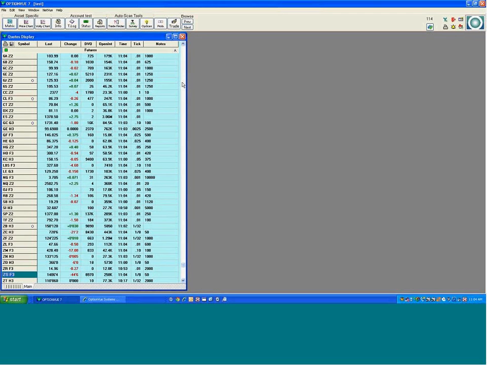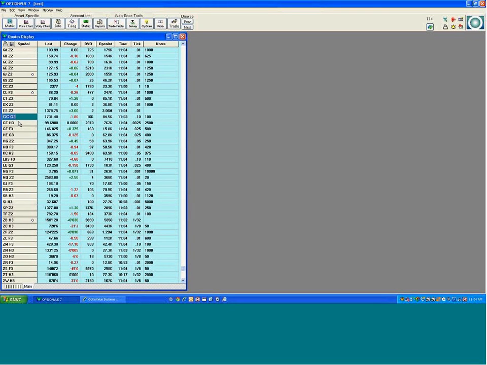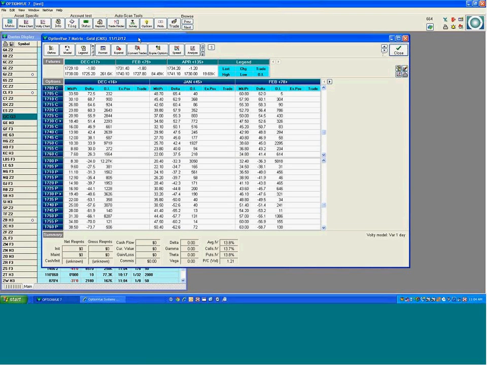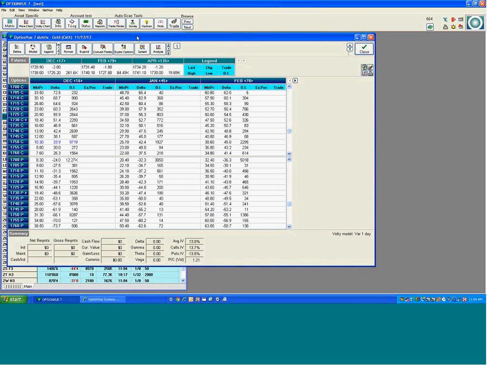What I'm starting with is pulling up a matrix for the gold markets. I don't know how many of you are commodity traders, but a gold futures contract is based upon 100 ounces of gold, and the current price of gold is approximately $1,730 an ounce. We're talking about a contract value of close to $173,000.